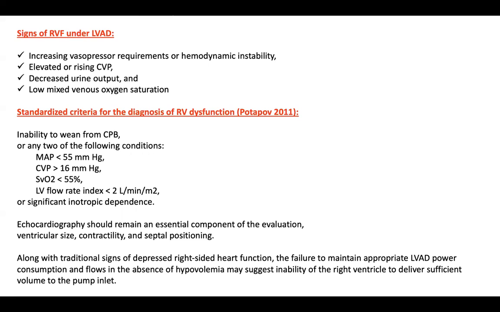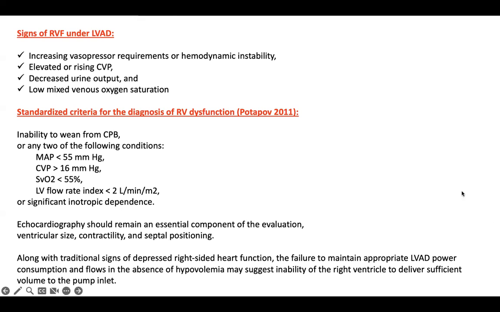So that leads us to right ventricular function under LVAD. I think it's a really important topic. You need to know the signs of right ventricular failure in a patient with an LVAD. If you have increasing vasopressor or inotropic requirements or hemodynamic instability, you need to think about it. If you have an elevated or rising CVP, decreased urine output, and a low mixed venous oxygen saturation, this is a classic feature of right ventricular failure.